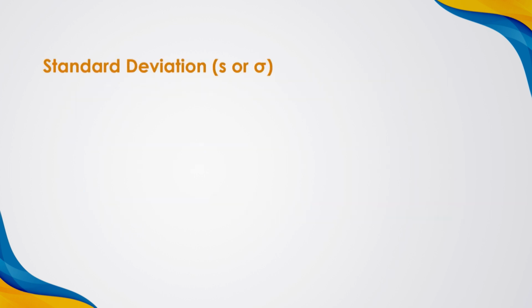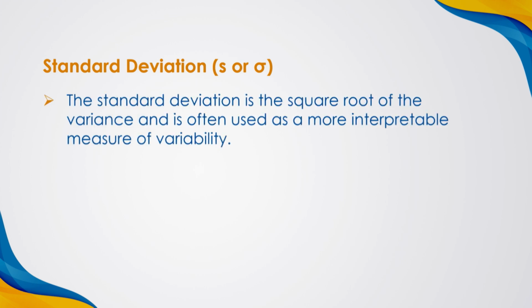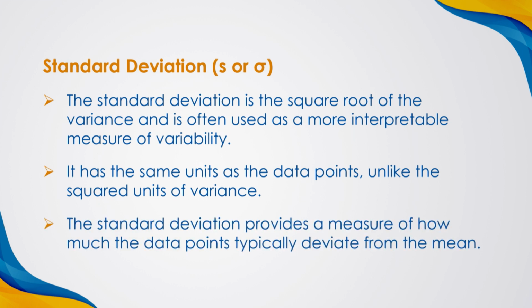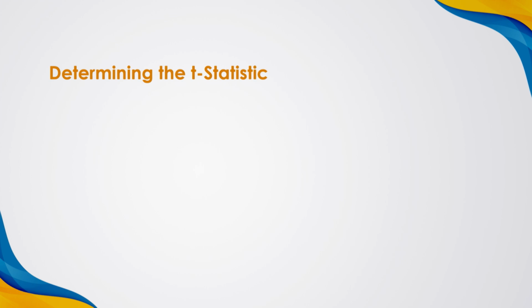Standard deviation, whether it is denoted by s or sigma. The standard deviation is the square root of the variance, and it is often used as a more interpretable measure of variability. It has the same units as the data points, unlike the squared units of variance. The standard deviation provides a measure of how much the data points typically deviate from the mean.